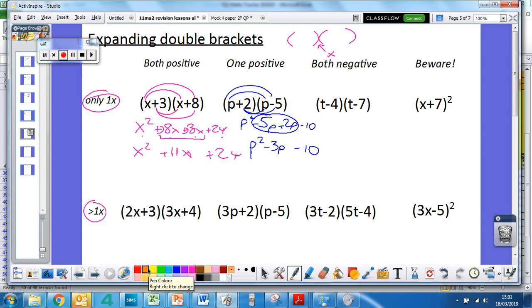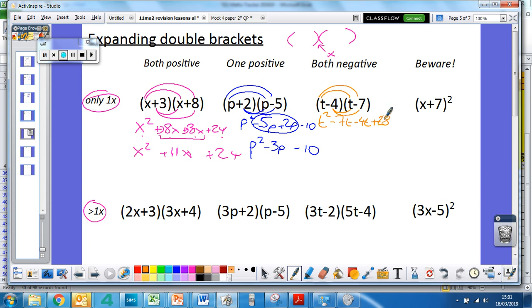This time we've got a pair of negatives. Just be careful. T times t gives us t squared. T times minus 7, minus 7t. Minus 4 times t, minus 4t. And minus 4 times minus 7 gives us plus 28.